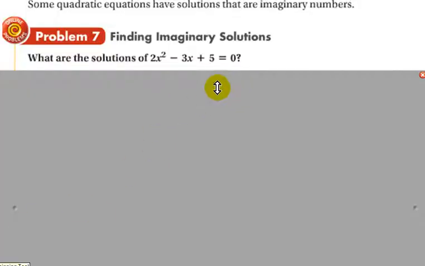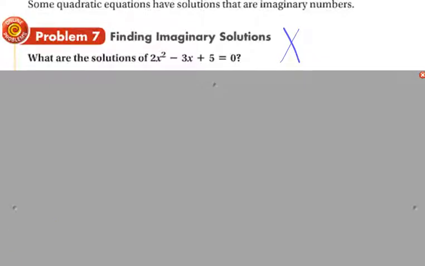Okay, our last problem is what are the solutions of 2x squared minus 3x plus 5? So in my head, I'm already trying to do a magic x. I'm trying to clear, can't clear the 2. So let's do 2 times 5, which is 10. What 2 factors of 10 add up to be negative 3? None. So this is unfactorable. So in that case, that's when we use the quadratic formula.